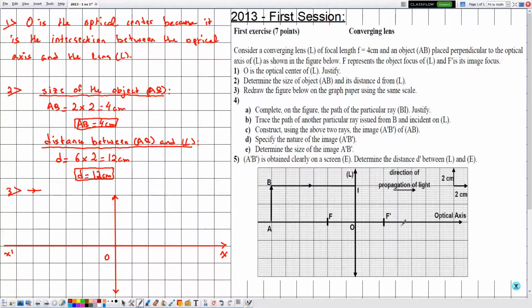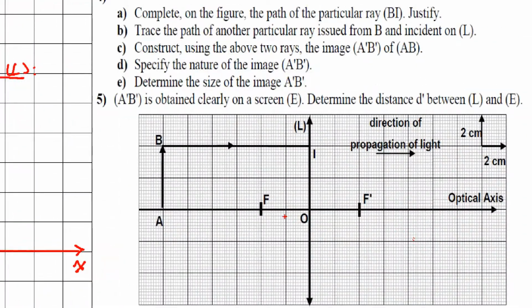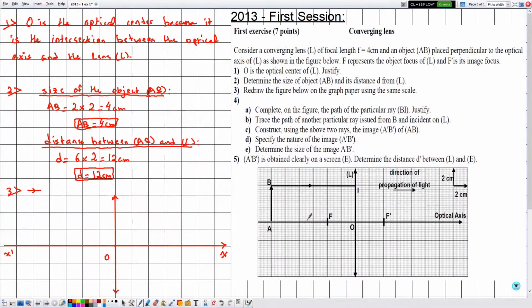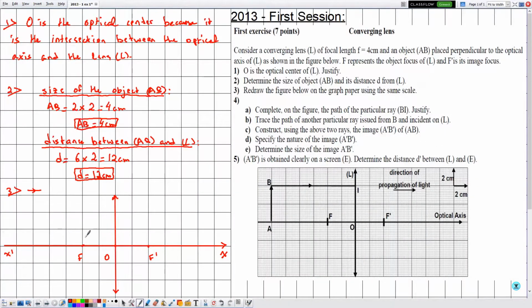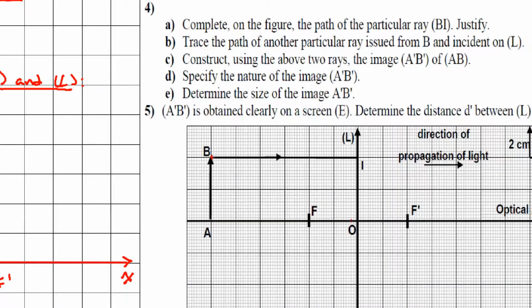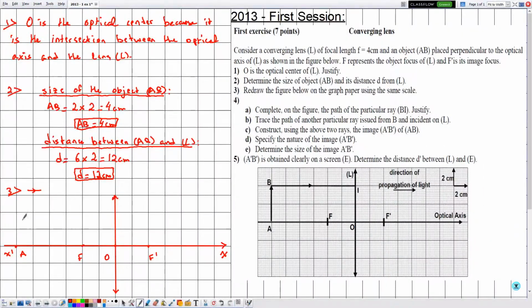And now let's place the object focus and the image focus. They are 2 divisions away from the lens, in which F is 2 divisions in front of the lens. So 1, 2, this is F. And F prime is the symmetric of F with respect to O. Now the point A is located 6 divisions in front of the lens on the optical axis. So 1, 2, 3, 4, 5, 6. This is the point A. And the point B is located 2 divisions above A.